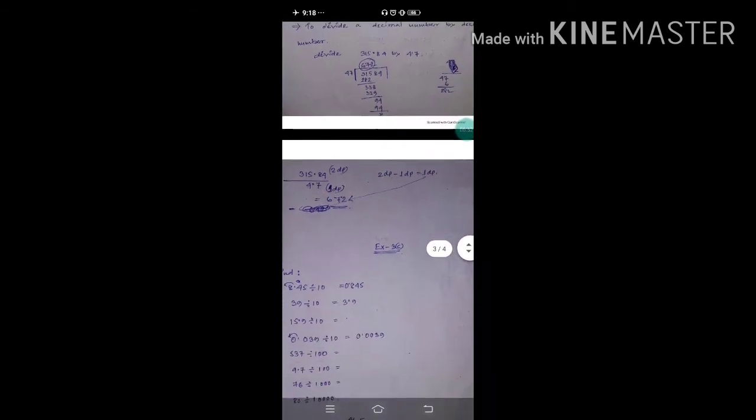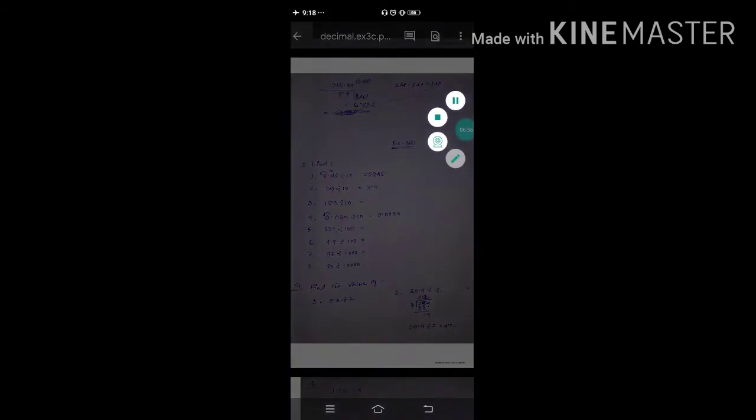Okay, so now discuss the exercise. See question number 1. 8.45, if you divide by 10, for division the decimal point shifts to the left side. So it will be how much? 0.845. So if you divide 39 by 10, it will shift to the left side by 1 decimal place, that means it will be 3.9.